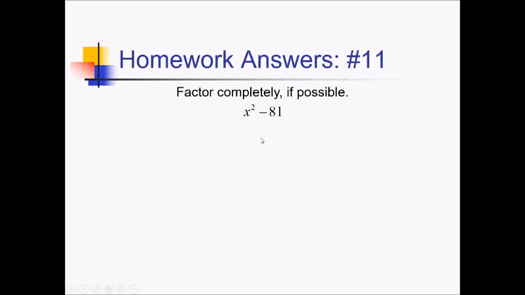On this one, we're trying to factor an a squared minus b squared kind of setup. So our answer will have the form of a plus b, a minus b. For a, we have the square root of x squared, which is just x. For b, we have the square root of 81, which is 9. So we've got x plus 9 and x minus 9.